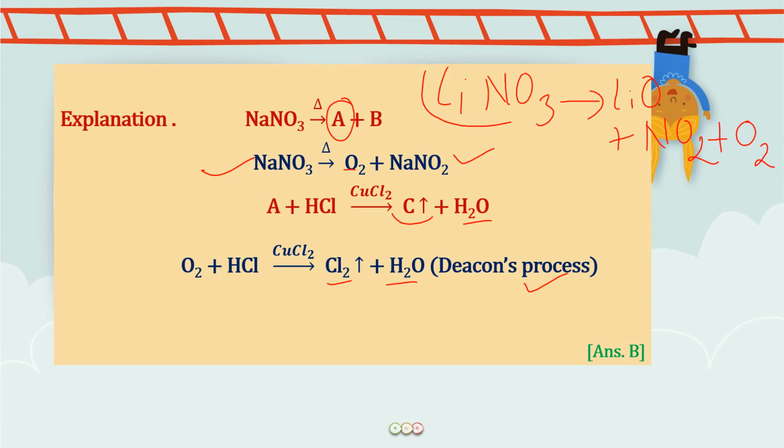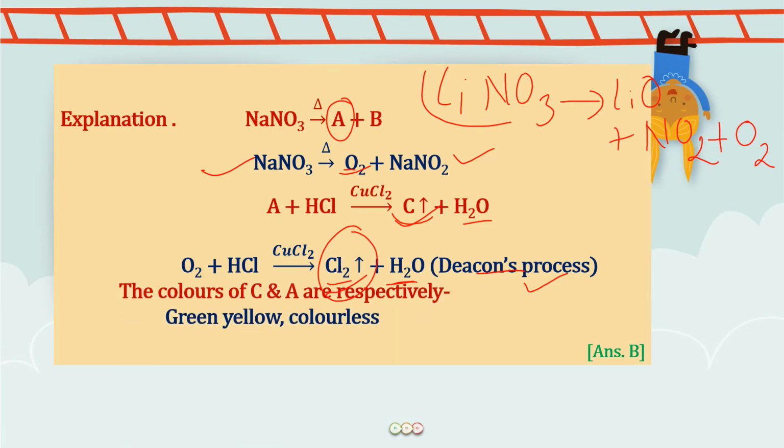So here we have oxygen plus HCl in the presence of copper chloride giving us chlorine and water, the Deacon's process. And chlorine, I have told you at the start of the lecture also, please do remember the color. It is a greenish yellow colored gas. So we have C as a greenish yellow colored gas and A as a colorless gas. The option that came out to be correct was B. So the colors of C and A are greenish yellow and colorless.